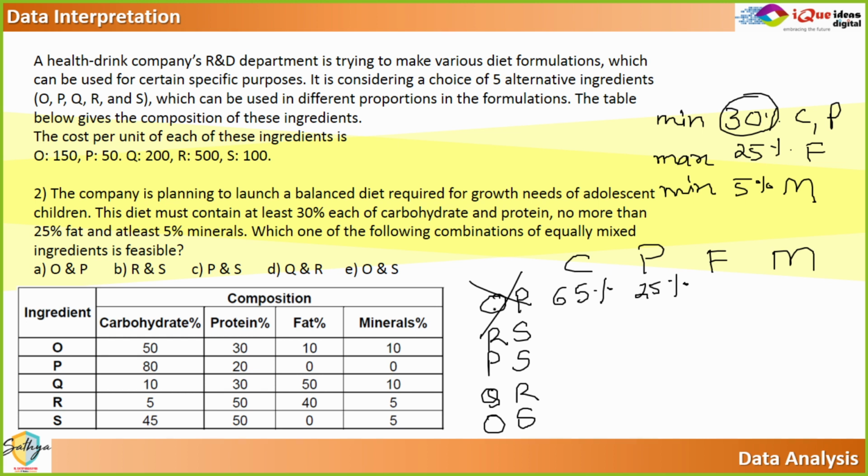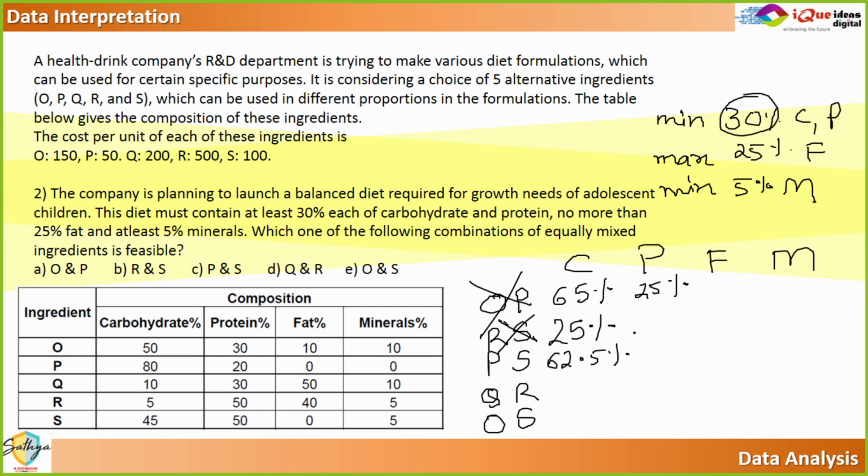Now R and S together: 45 plus 5 carbohydrate is 50, which is 25% carbohydrate. So this also does not match my 30% requirement. If I mix P and S, then 80 plus 45 is 125. Half of 125 is 62.5. So 62% carbohydrate is fair enough.